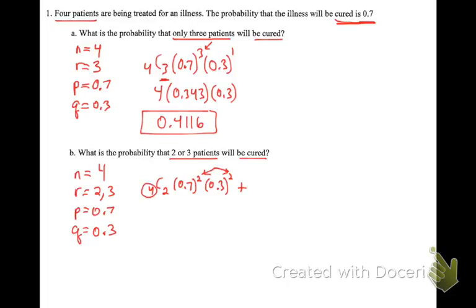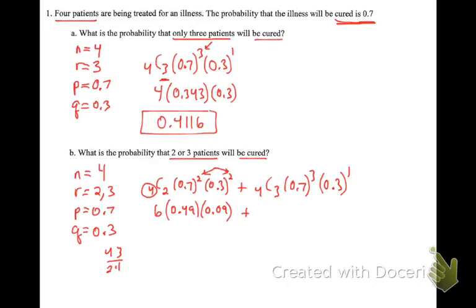But we're going to add in as well the 3 patients. So we're going to have 4C3, 0.7 to the third times 0.3 to the first. So let's look at this first one. 4C2 is going to be 4 times 3 divided by 2 times 1, so it's going to be 6. 0.7 squared is 0.49. 0.3 squared is 0.09.